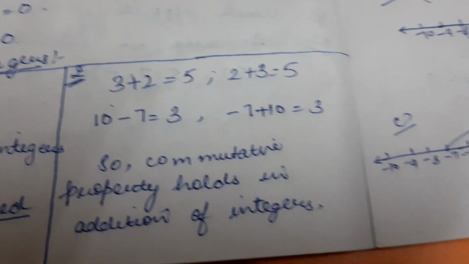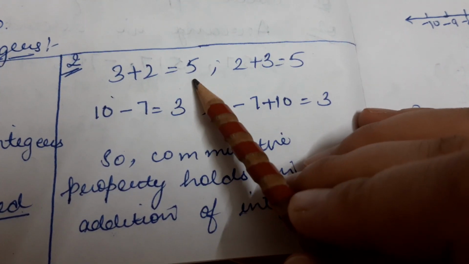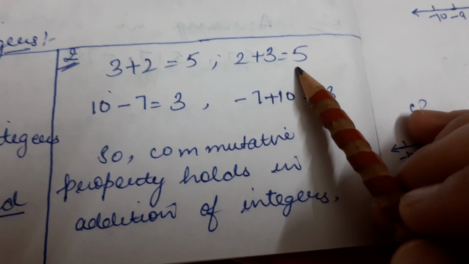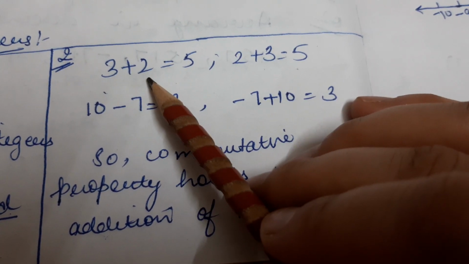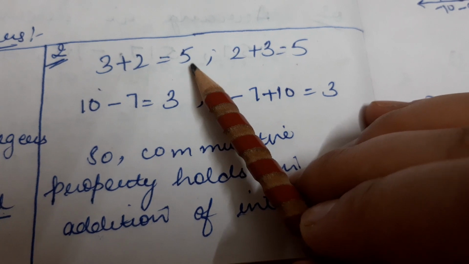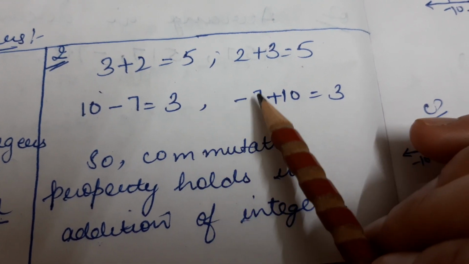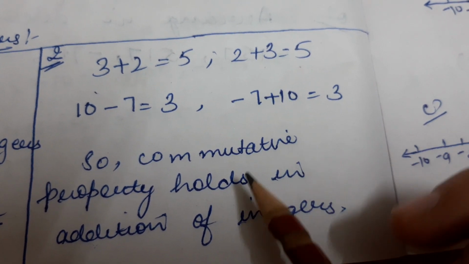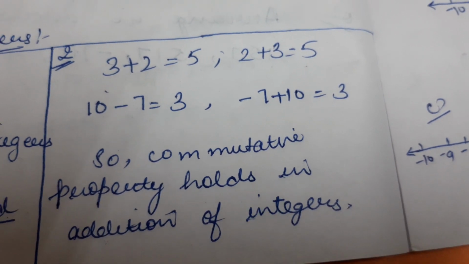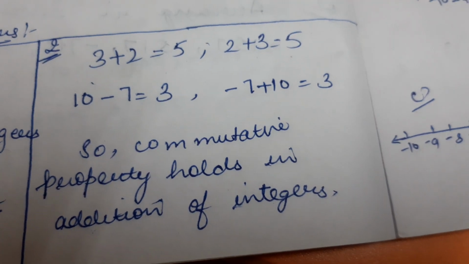Next is, we know 3 plus 2 is 5. And what is 2 plus 3? That is also 5. 3 and 2 both are integers and 5 is also an integer. Similarly, 10 minus 7 is 3. And minus 7 plus 10 is also 3. So commutative property holds in addition of integers as well.